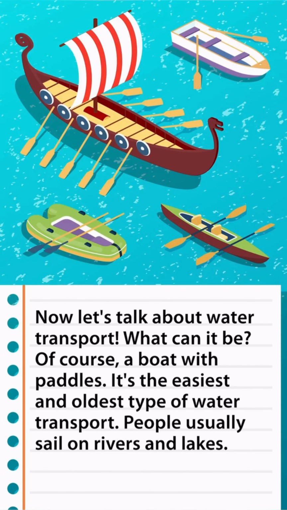Now let's talk about water transport. What can it be? Of course, a boat with paddles. It's the easiest and oldest type of water transport. People usually sail on rivers and lakes.